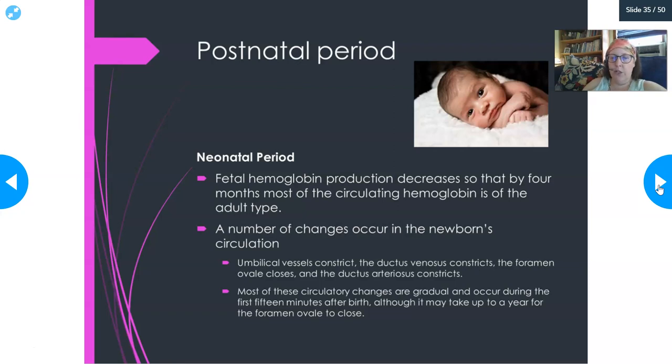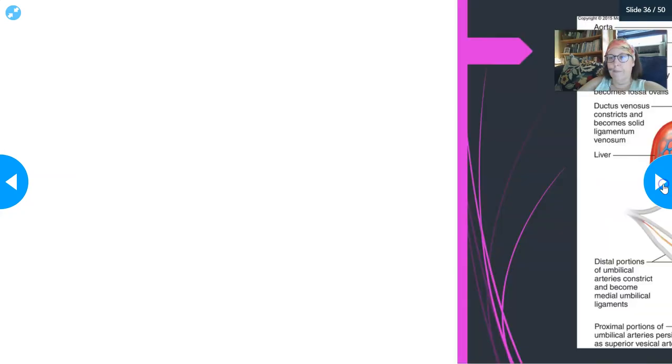A number of changes occur in the newborn circulation. All of these fetal adaptations are going to go away. We've cut the umbilical cord, right? So the umbilical vessels will constrict. The ductus venosus constricts and goes away, since we don't need that connection between the liver and the vena cava. The foramen ovale, the hole between the two atria, should close, and the ductus arteriosus constricts and closes. These can happen as quickly as within the first 15 minutes after birth, but it could take a full year for that foramen ovale to fully close. If it doesn't fully close, then you would have an atrial septal defect.